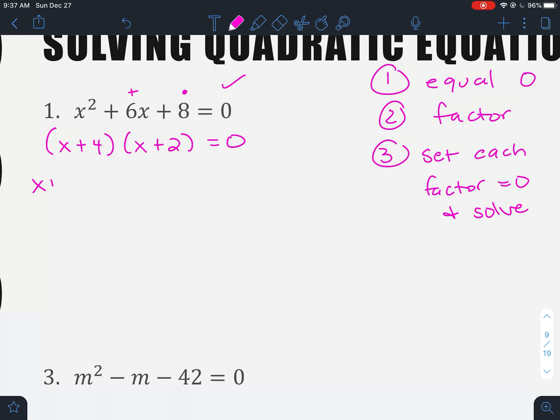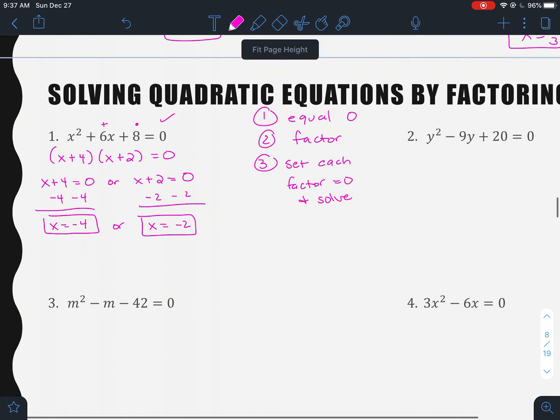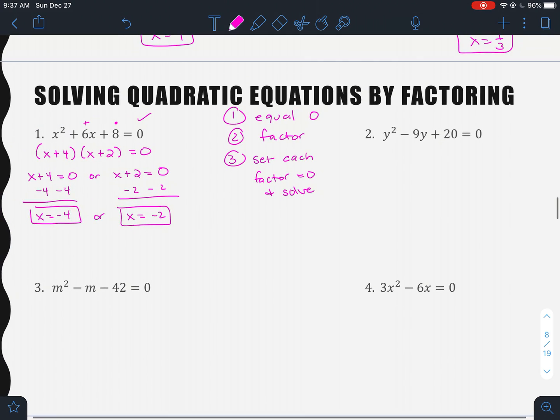Now it becomes a zero product property problem. Since I have x plus 4 times x plus 2 is equal to 0, one of those two factors has to be equal to 0. So either x plus 4 is equal to 0 or x plus 2 is equal to 0. We solve both of those. So subtract the 4 and subtract the 4. So either x is equal to -4 or, subtract the 2, x is equal to -2. So those are your two possible answers for number 1.